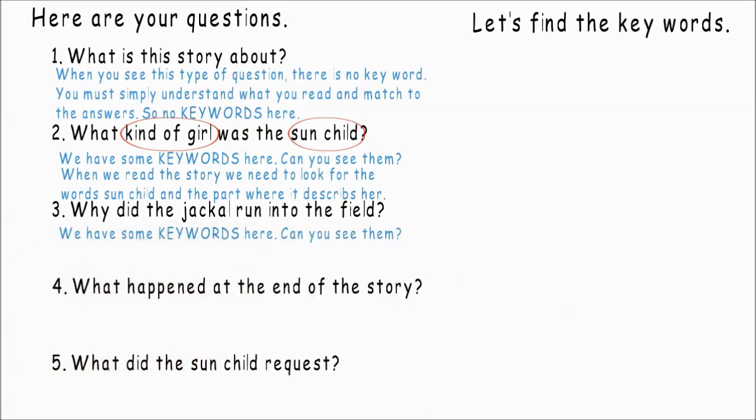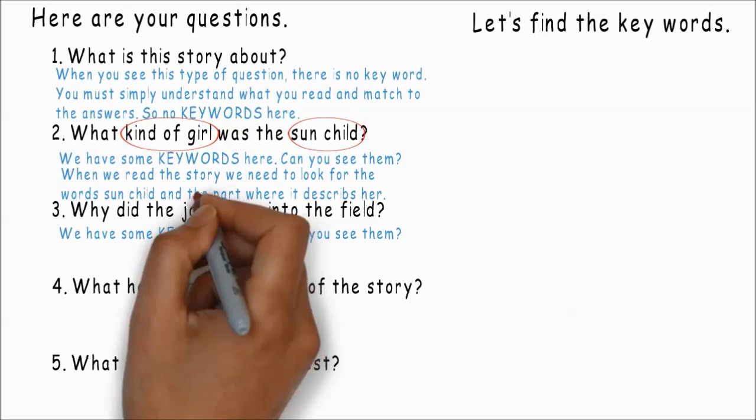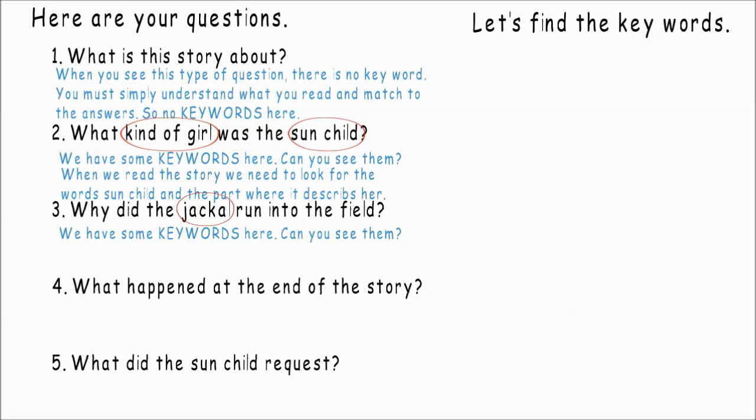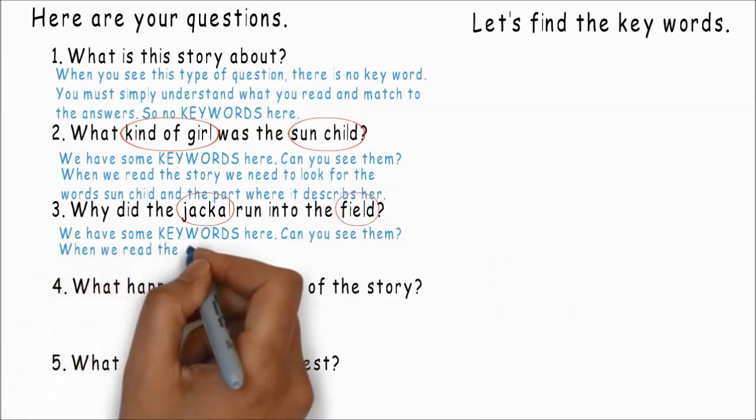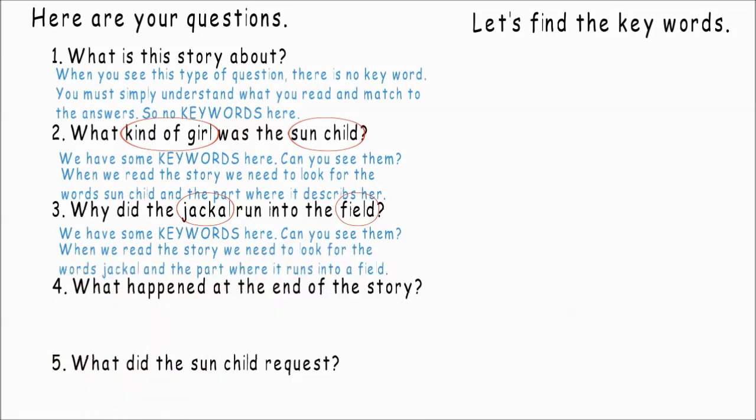We have some keywords here. Can you see them? Jackal and field. When we read the story, we need to look for the words jackal and the part where it runs into a field. Number 4, what happened at the end of the story?